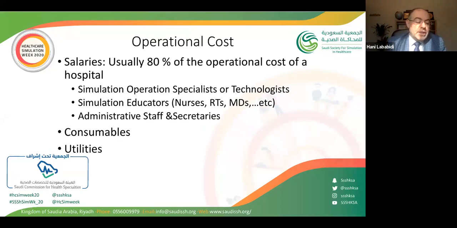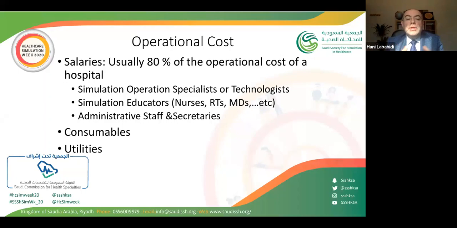Now we come to the operation cost, and as I said, it is very important. Usually, about 80% of the operation cost goes to salaries. So you need to have technicians, educators, secretaries, administrative staff, and then also you need to have consumables. We consume a lot of things in the simulation center, and you also need to pay for utilities, electricity, cleaning, water and so on. So these are operational costs. You need to take them into consideration. Otherwise, you'll have a center, but you cannot operate.